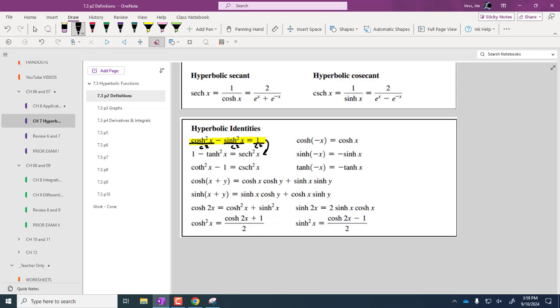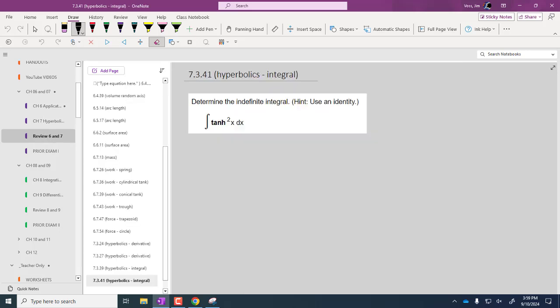So 1 minus tanh squared is equal to sech squared. So 1 minus tanh squared equals sech squared. So tanh squared is 1 minus sech squared. Now we're golden.